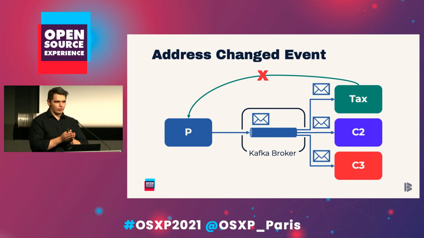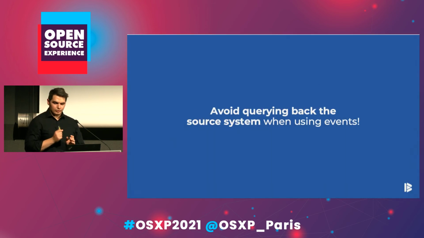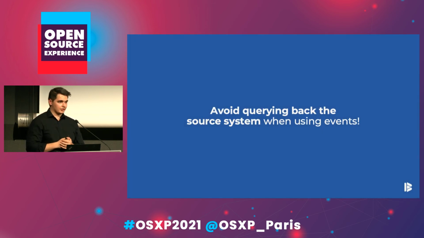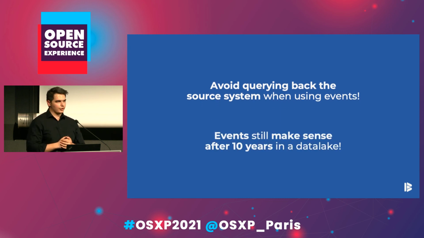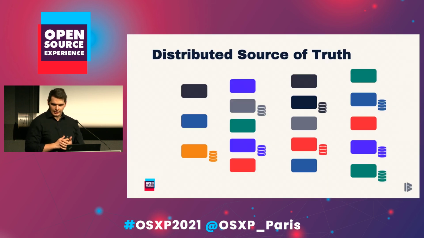Event-driven architectures are all about decoupling, but now we're actually introducing coupling again. So try to avoid querying back the source system when you're using events. And another key point to remember is that events should still make sense in the data lake after 10 years. Just to keep in mind when you're designing your events to go for this approach.